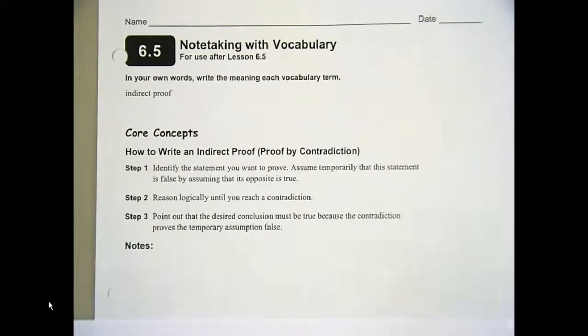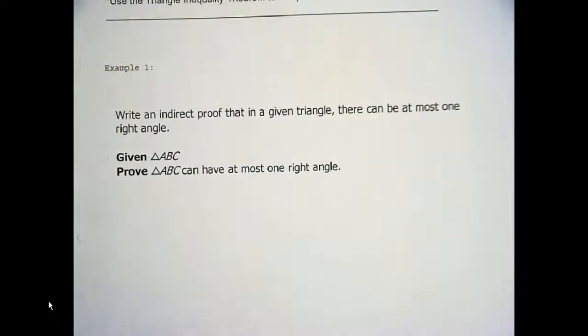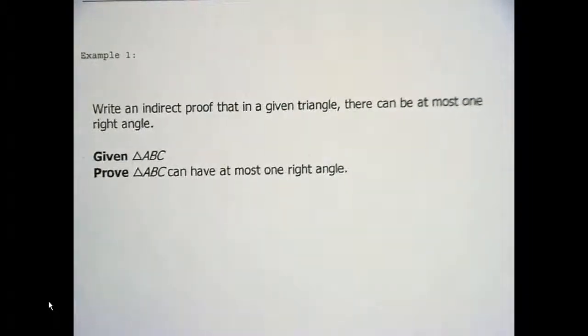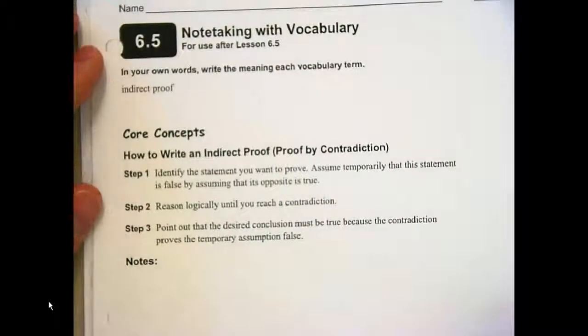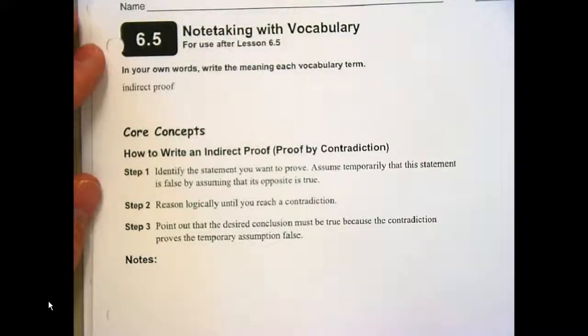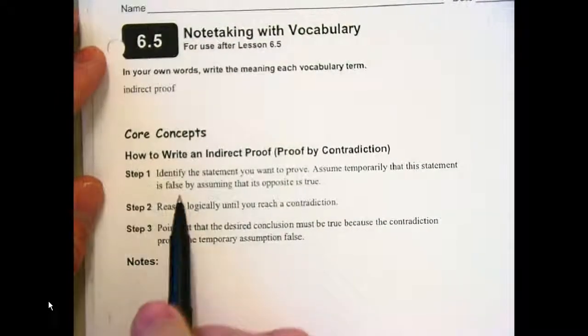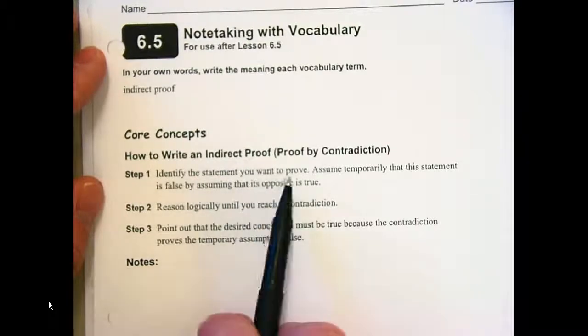So let's start with this one right here. Example 1. Write an indirect proof that in a given triangle there can be at most one right angle. So you're going to prove that in a triangle there can be at most one right angle. We are going to follow these 3 steps to write an indirect proof on it. So the first thing we need to do, identify the statement we want to prove.